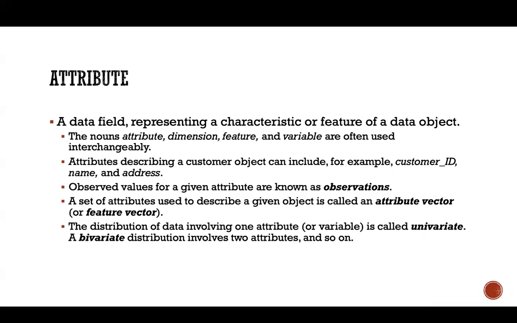A set of attributes that are used to describe a given object is called an attribute vector or a feature vector, because we're using multiple attributes, for example, for a customer. So we call that a vector.